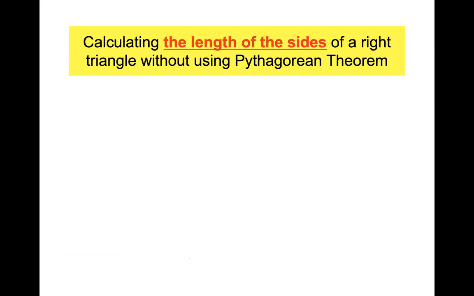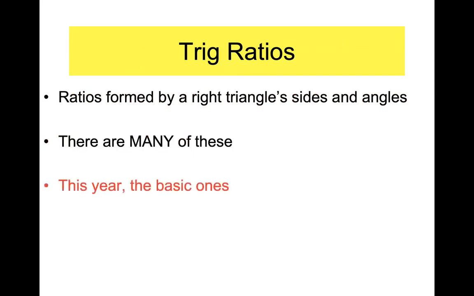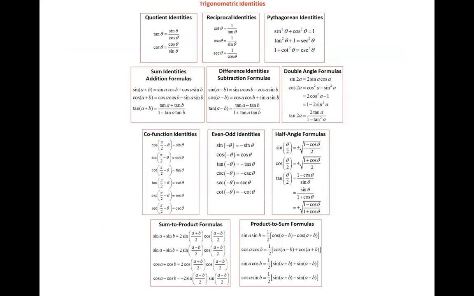We'll start off by calculating the length of the sides of a right triangle without using the Pythagorean theorem or special right triangles. We're going to use these things called trig ratios. These are just definitions. By definition, we define a specific fraction to represent two of the sides of a right triangle. So without further ado, let's do that. Ratios are formed by the right triangle sides and angles. There are many of these. We're only going to learn three of them this year, the three basic ones, and they are buttons on your calculator. You may have noticed that.